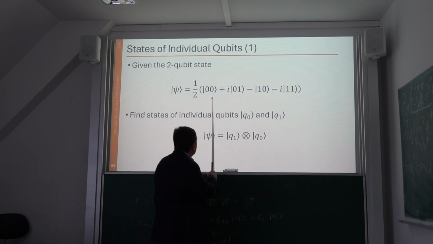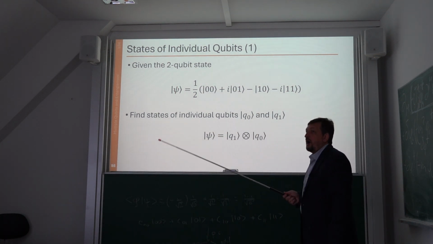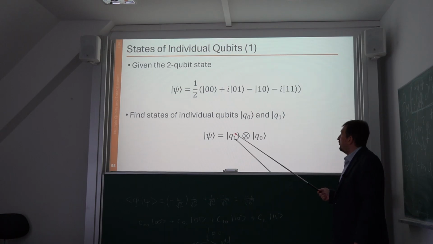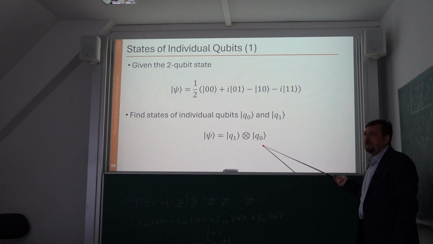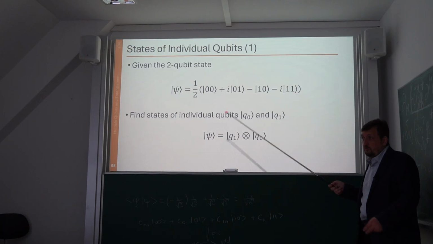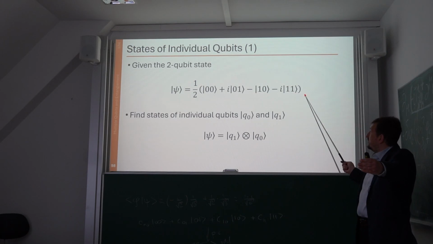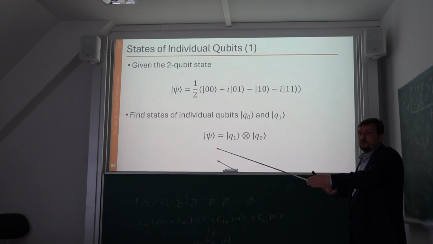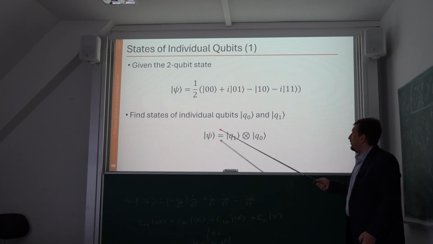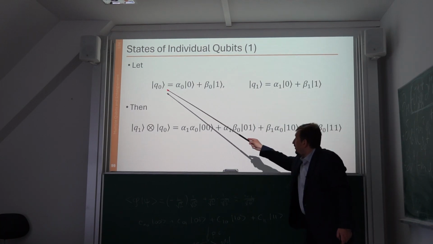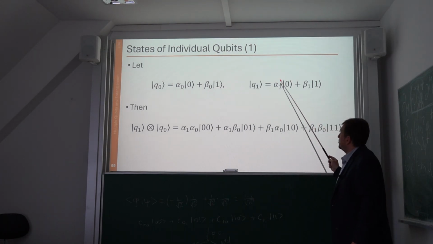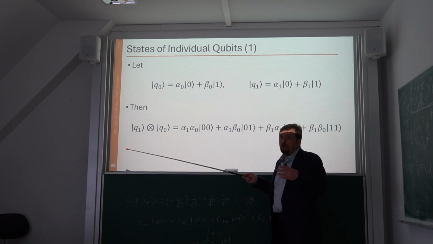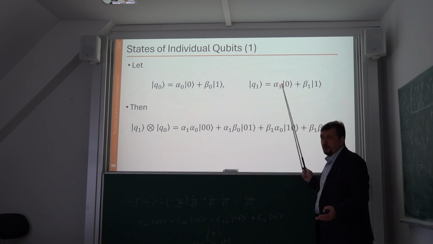So suppose I have such a state of two qubits. I want to find the states of individual qubits Q0 and Q1. So I want to write this state as a product of these qubit states. So this is the state of two qubits. I want to find what is the state of qubit number 0 and qubit number 1. So we can write this state as a superposition, a general superposition. And then I can calculate this tensor product using just general rules for calculating the tensor product.